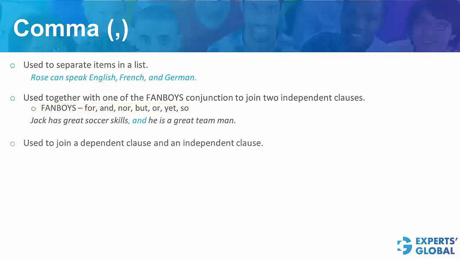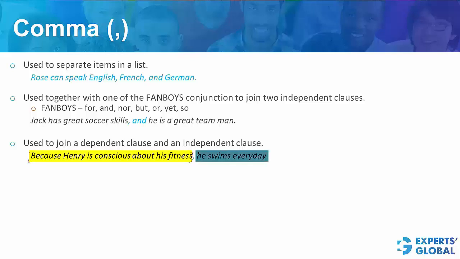Next, a comma can be used to join a dependent clause and an independent clause. Comma is not strong enough to join two independent clauses, but it is strong enough a punctuation to join one dependent clause and one independent clause. You see, from here to here, this is a dependent clause. So a dependent clause and an independent clause joined by a simple comma.